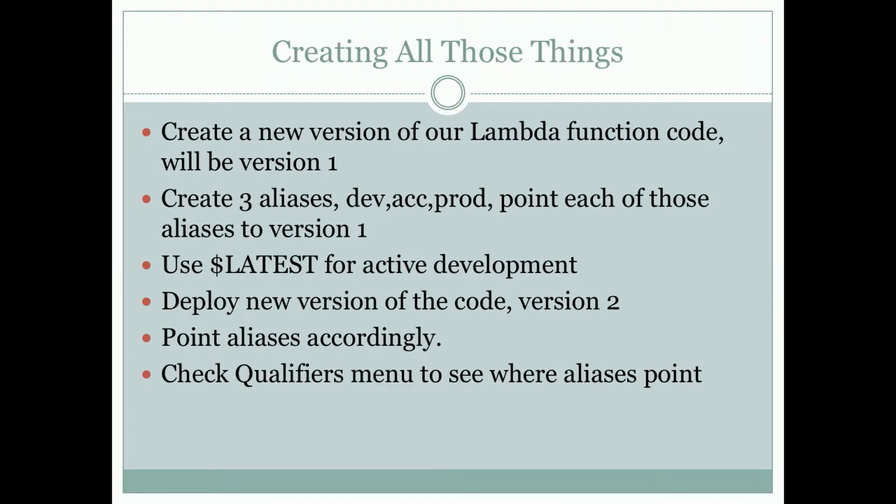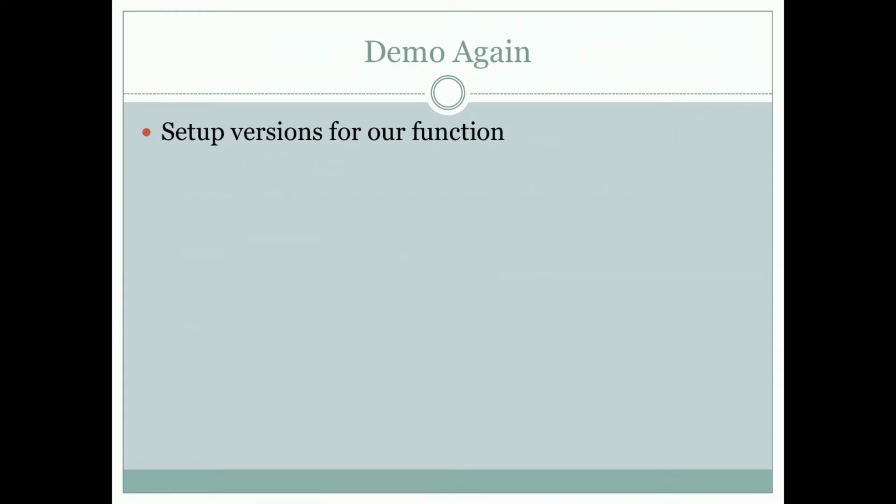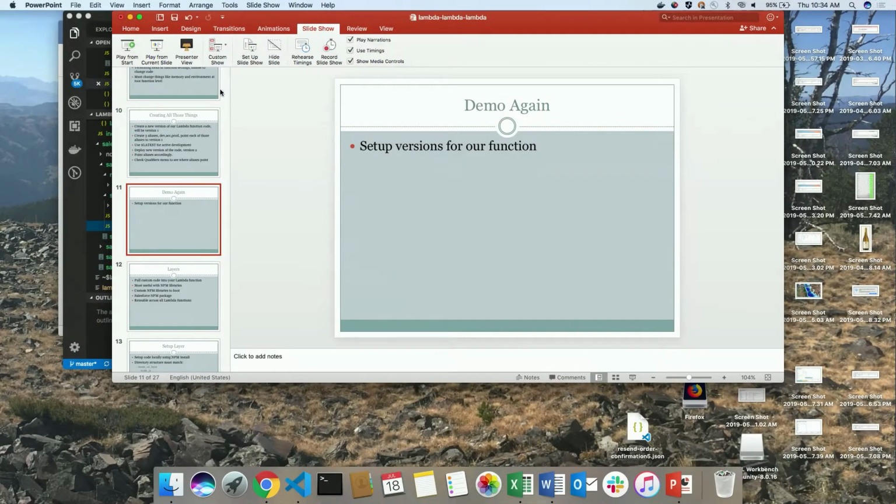And then the qualifiers menu helps you figure out where aliases point. So again, with a demo, I think we'll set that up. This one's definitely easier to show. When I first saw it, I'm like, why? I don't understand. Let's just dig in.